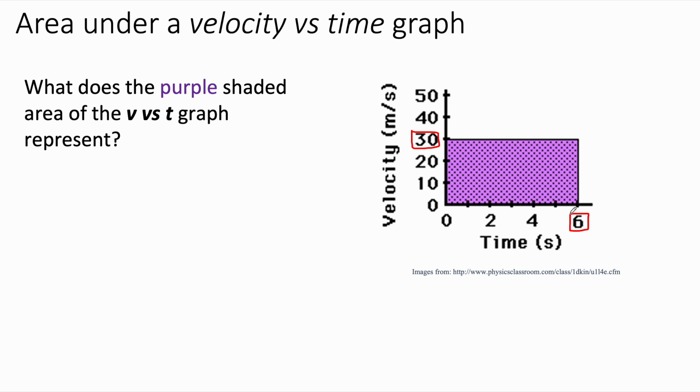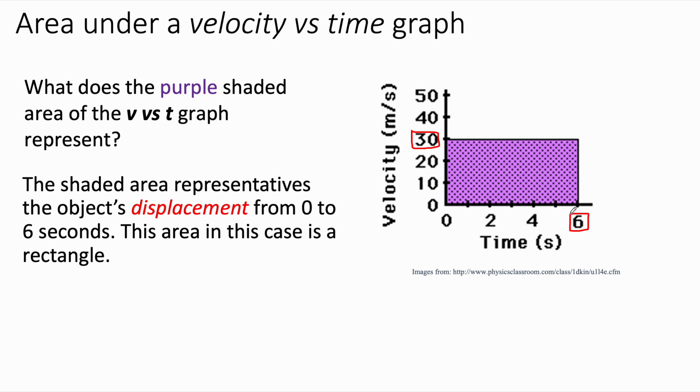Well, if you're going 30 meters per second, that means you're traveling 30 meters every 1 second. If you keep doing that for 6 seconds, you'll actually travel 180 meters. Well, it turns out that's exactly what this is. It actually tells you the displacement, delta x. And if you work it out real quick, there's something interesting.